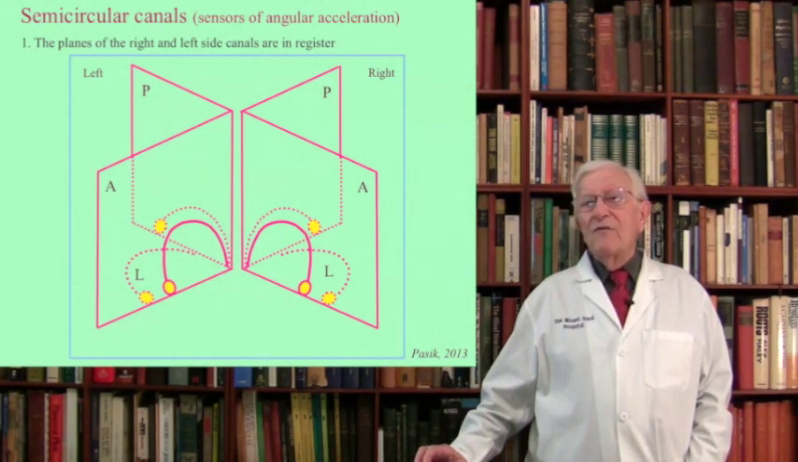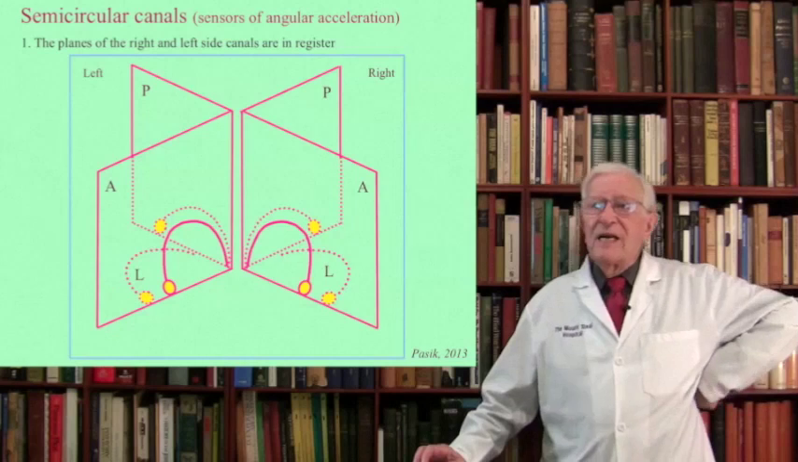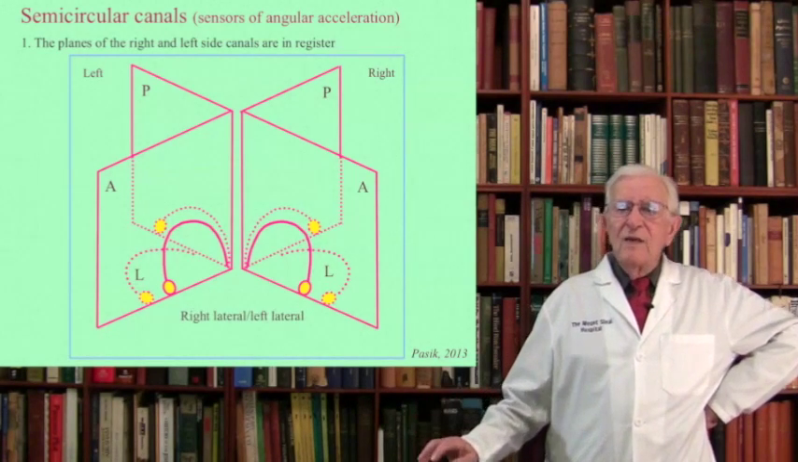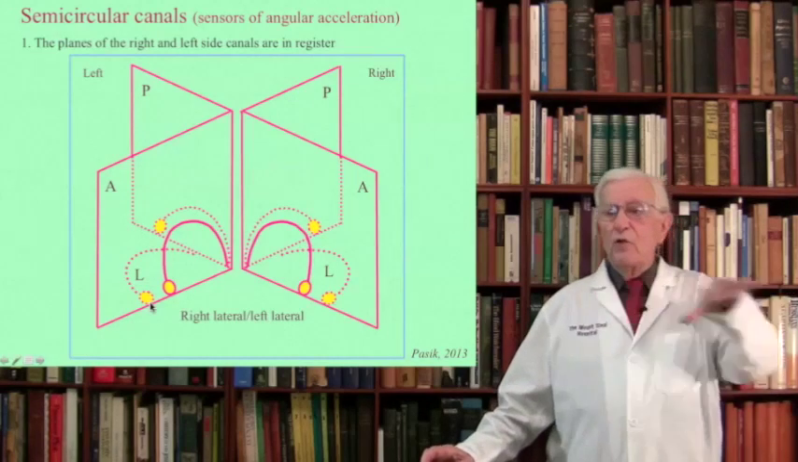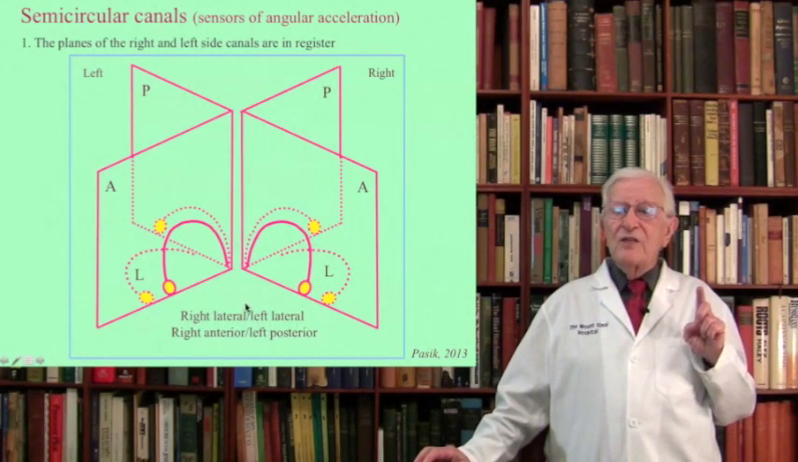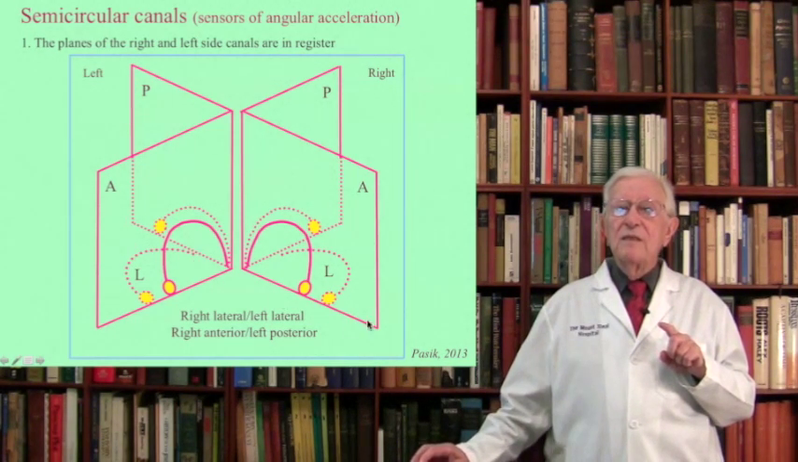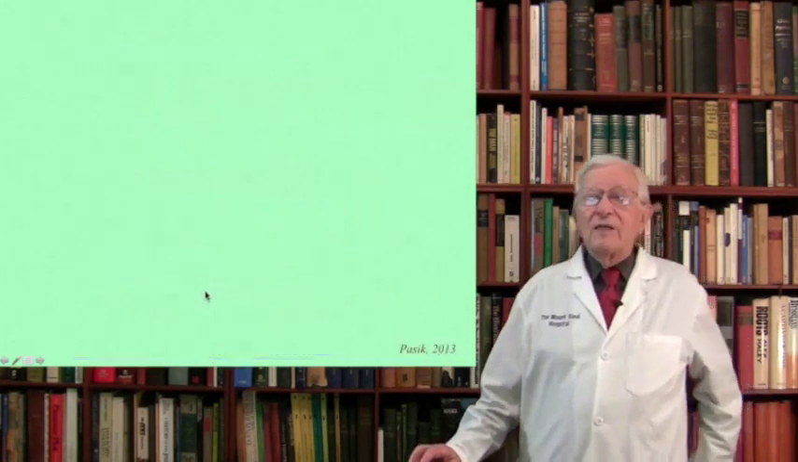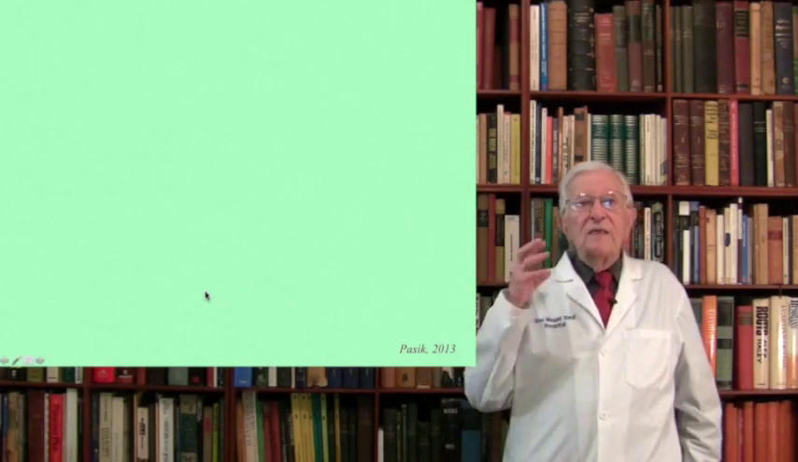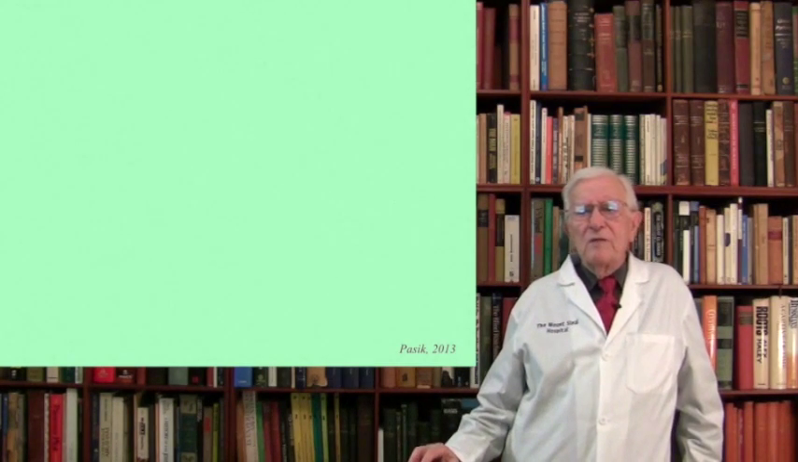Now you have very clear, I think, that the planes of the right and left side canals are registered, so that the right lateral canal and the left lateral canal are in the same plane, the horizontal plane, whereas the right anterior canal is in the same plane as the left posterior canal. So that's one plane, and the reverse for the other one. All right, so that's to have clear in your mind the location of the structures in relation to space.